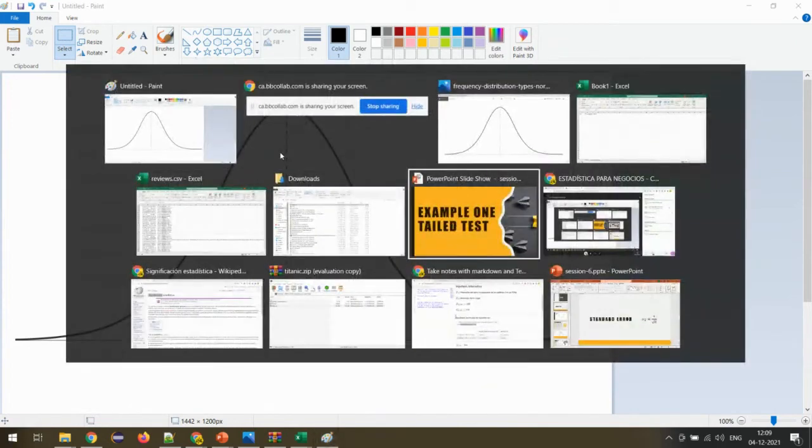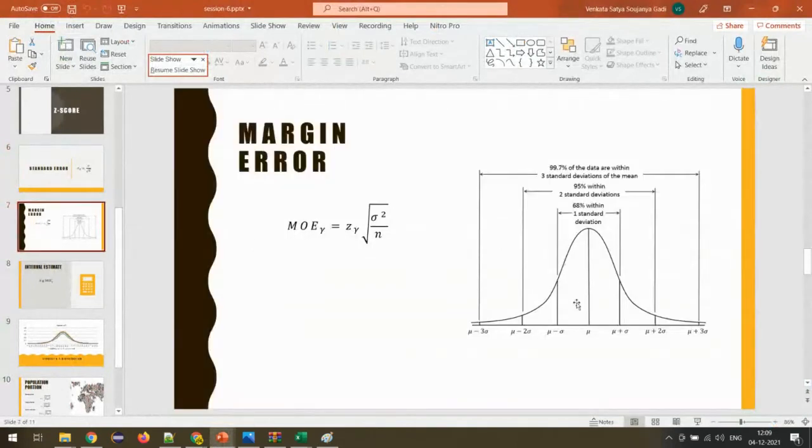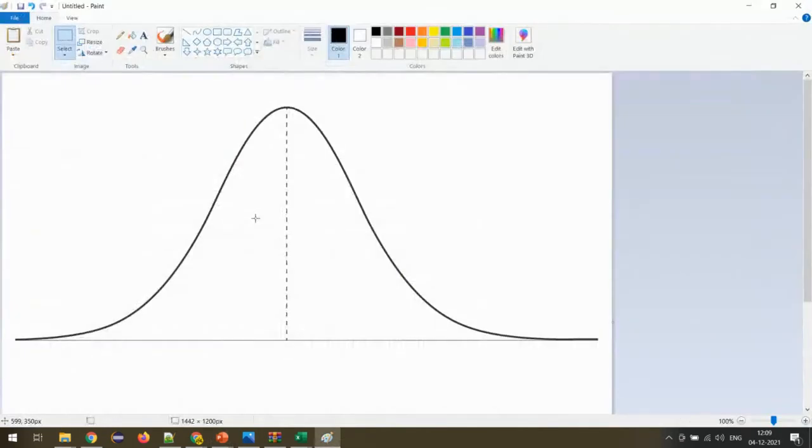In our previous class we saw that one standard deviation takes 68% of the area. If it is two standard deviations on both sides, it takes 95% of the area under the curve. And if it is three times the standard deviation, it will take 99.7% of the area under the curve. Anyway, all we want to know is the mean and the standard deviation.